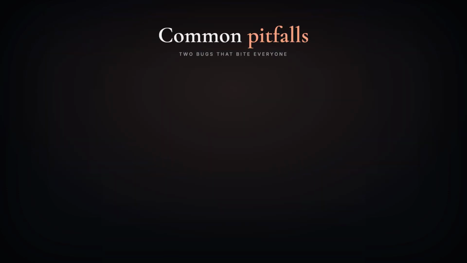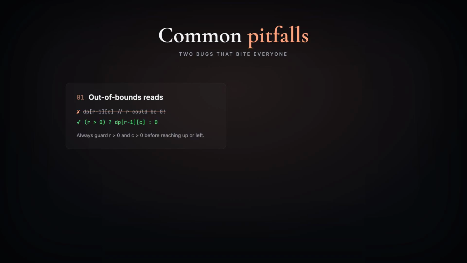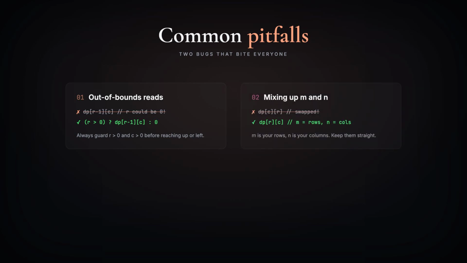Two pitfalls to avoid. First, out of bounds reads: always guard that r is greater than 0 and c is greater than 0 before reaching up or left. Second, don't mix up m and n. M is your rows, n is your columns.